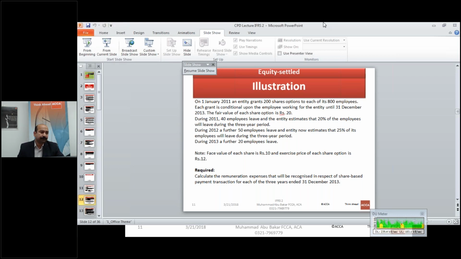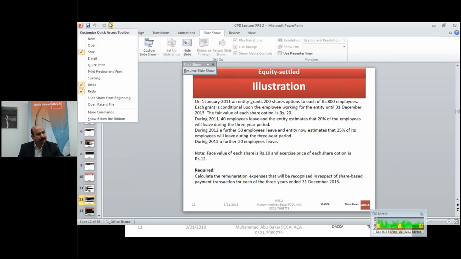Rashid again asked, as you just said, if the entry is booked at the end of the year, then why are we taking estimated employees instead of actual employees who left? Who is this? Rashid again.